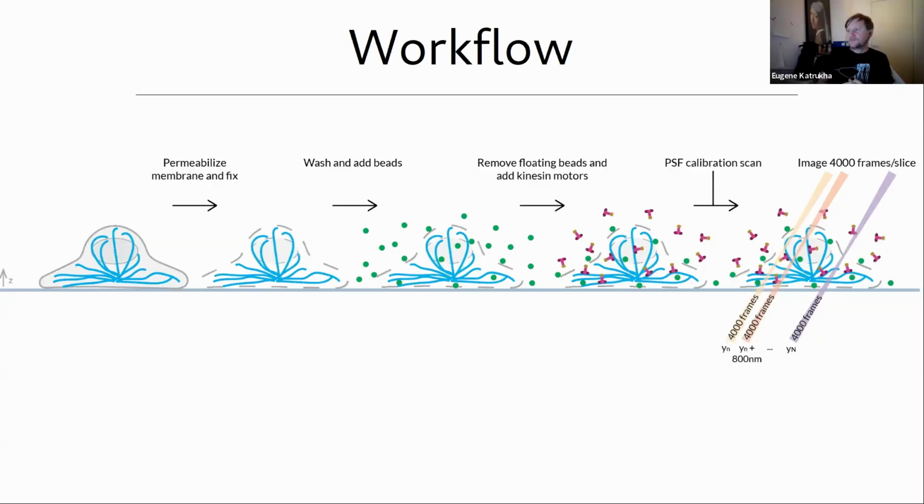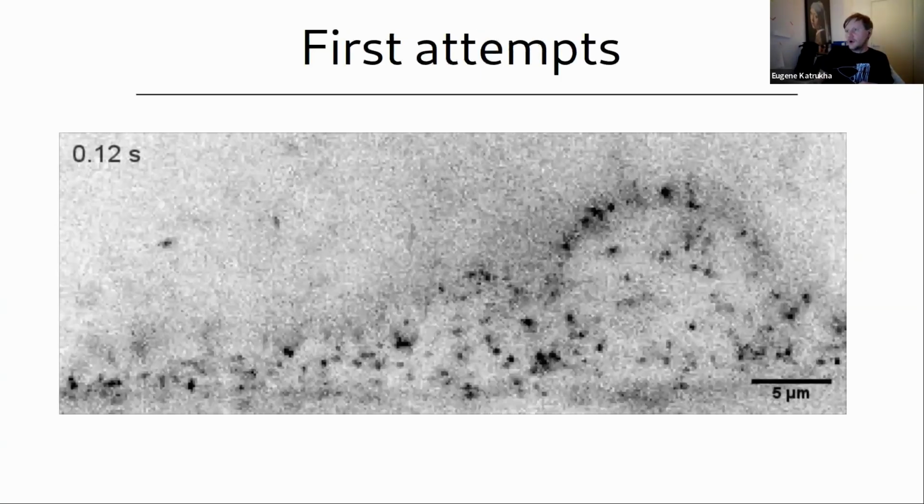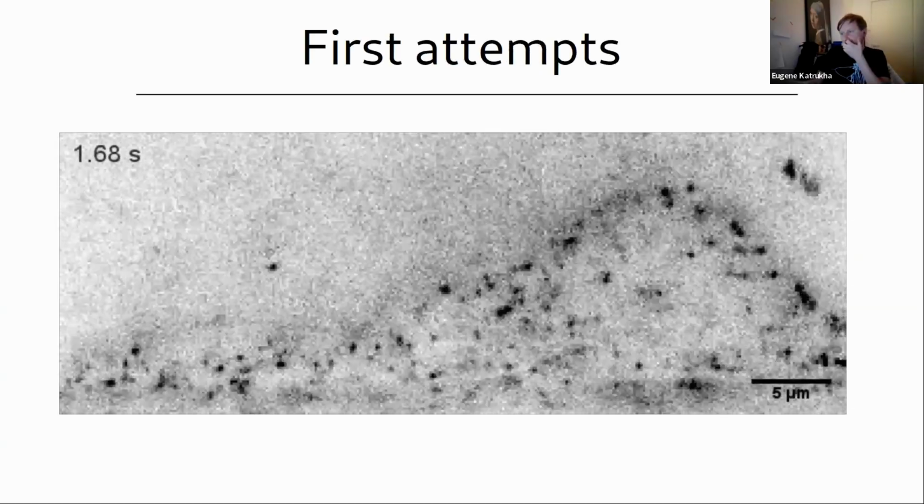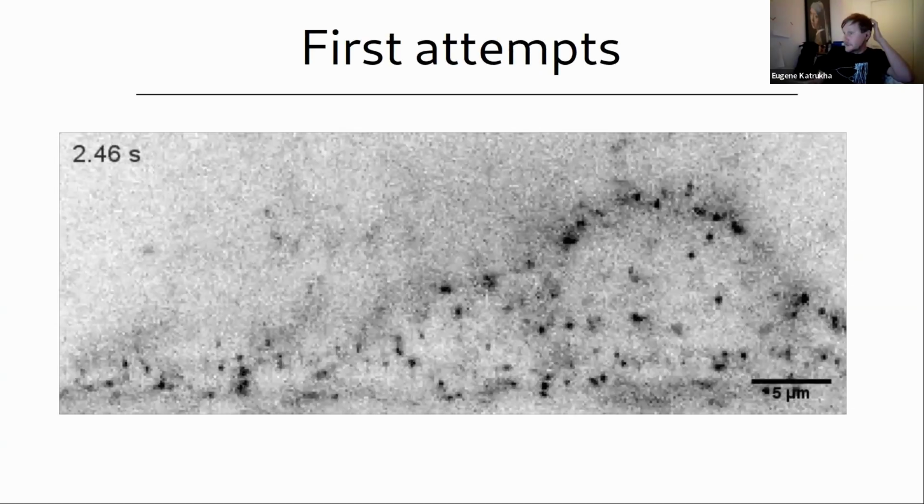We acquired some specific number of frames, in this case 1,000, right? And then we moved it and we acquired again, moved it, acquired again, moved it, and so on and so on. So to our delight, it actually worked pretty well. So we can see individual molecules.